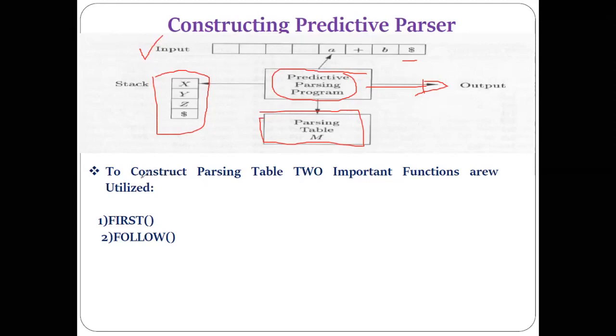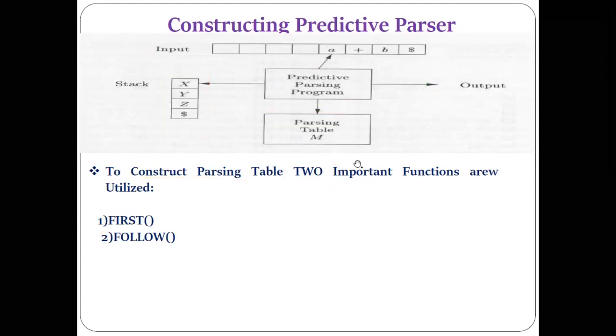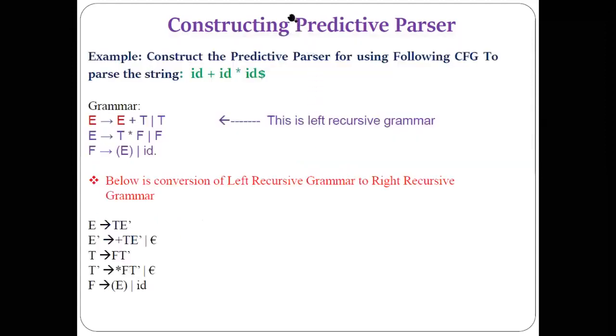Okay. Now, to construct this parsing table, two important functions we have to utilize. The name of the first function is the first function itself, and the name of the second function is the follow function. With the help of these two functions, first and follow, we are going to construct the parsing table. How to construct first and follow, we have already seen in the physical lecture.